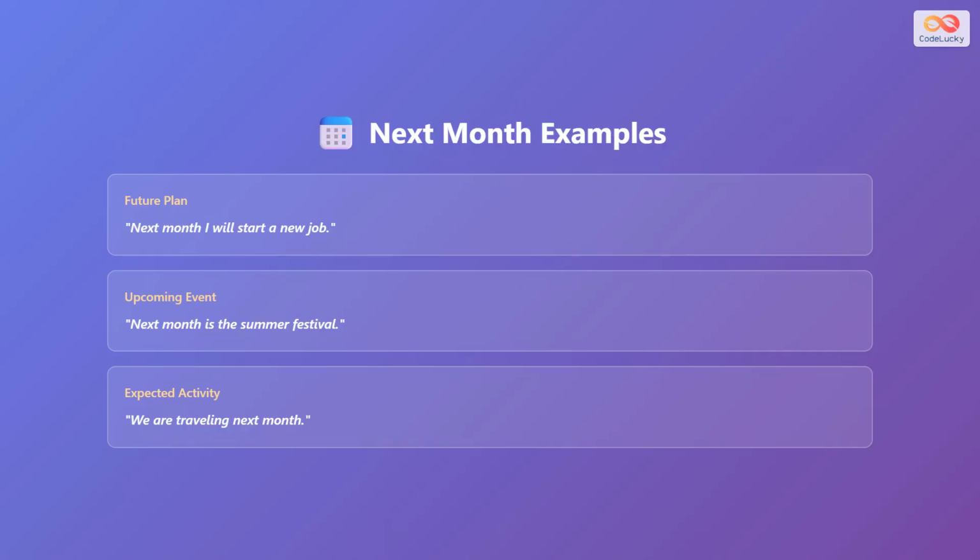Now let's see how we use next month. First example, next month I will start a new job. This talks about a plan for the future. Second example, next month is the summer festival. This describes an upcoming event. Third example, we are traveling next month. This shows an expected activity in the future.